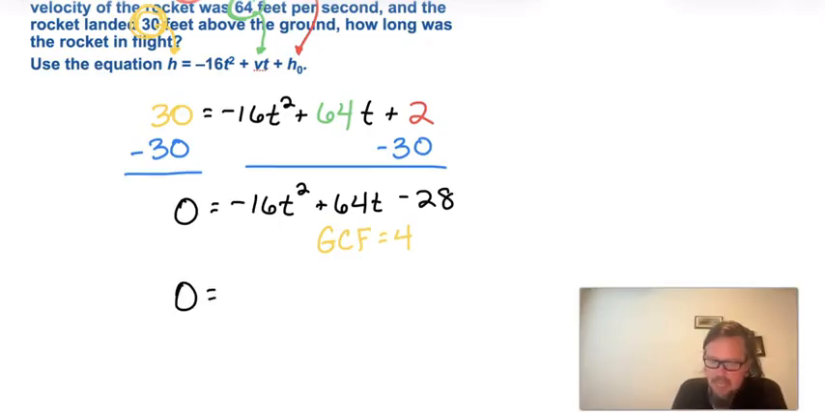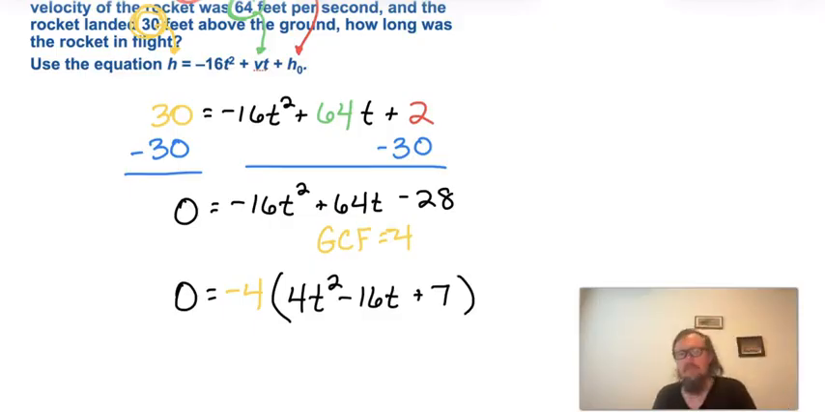0 equals, and you know what? Since this starts with a negative 16t squared, let's go ahead and factor out a negative 4. That'll make life easier for us. Let's do a negative 4 outside parentheses. So we're going to divide everything by 4 and change all the signs since it's negative. So our negative 16 divided by negative 4 is a positive 4. 64 divided by negative 4 is going to give us, let's see, was that 16? So negative 16t, because we changed the sign. And on the end, negative 28 divided by negative 4 is positive 7.